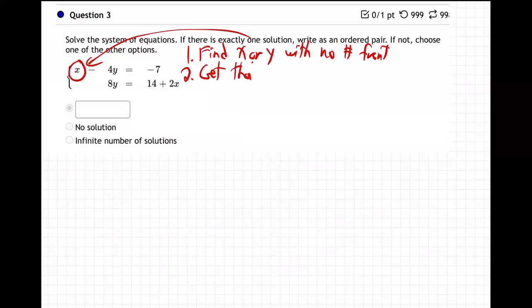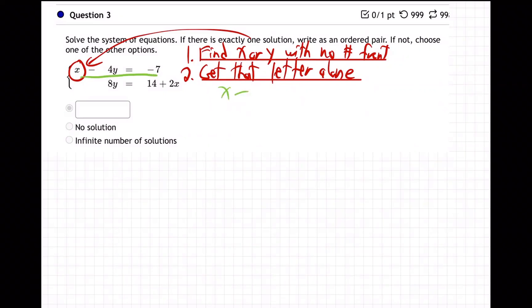Get that letter alone, step two. So we have step one here, step two. So get that letter alone. So I'll take that equation right here. X minus 4y equals minus 1. Again, watch your signs, watch your pluses and minuses very, very carefully. That's the most common mistake people make, they drop a negative sign.